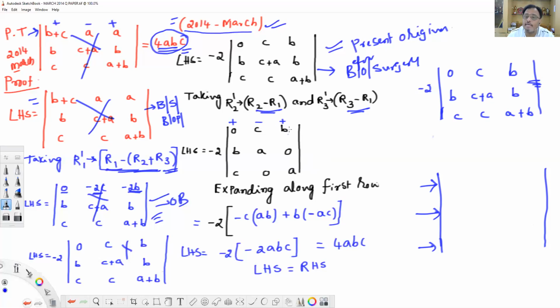Why I have taken R2 minus R1, I'll tell you. See, R2 minus R1 means here you observe that B, this is B. Here C plus A, like this we are going. Here I'll put a dot, this element will become 0. C plus A minus C, this will become A. And after that R3 minus R1, I am going like this. C minus C, this will become 0. That means the major 2 elements will become 0.